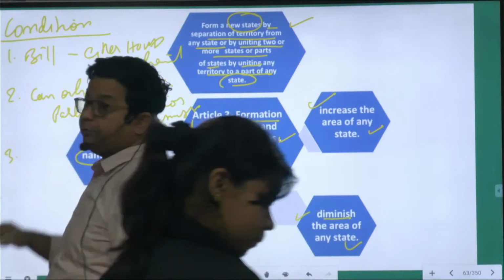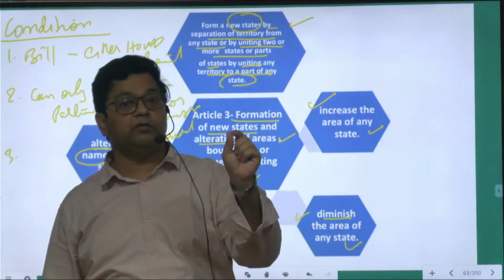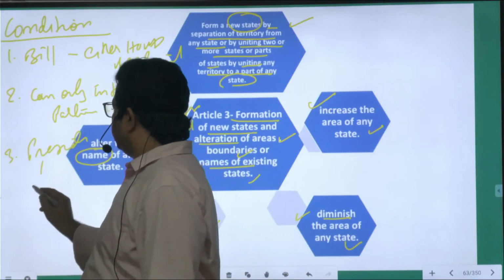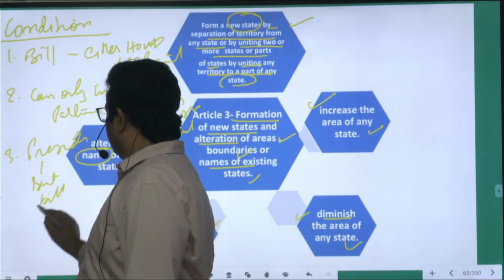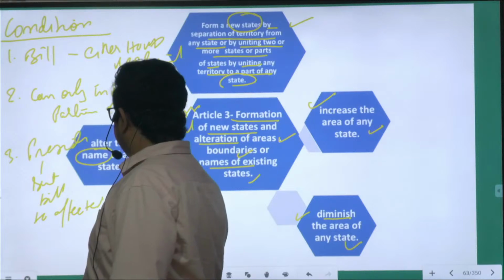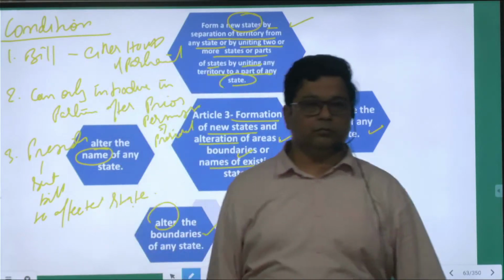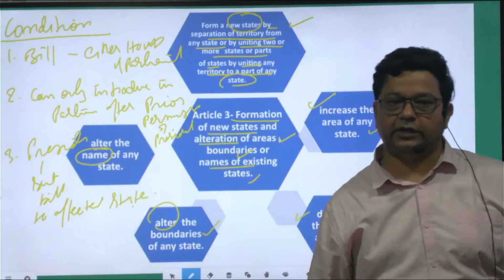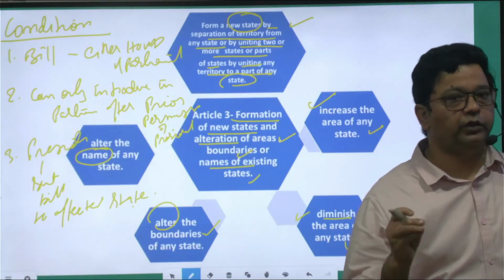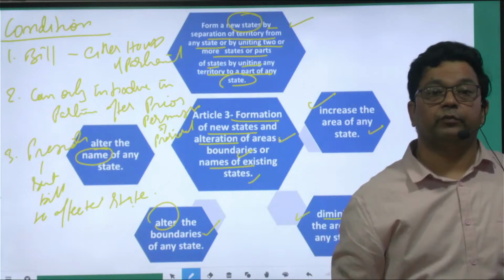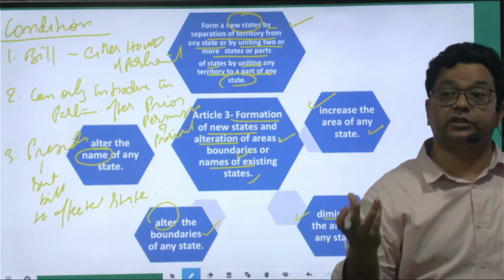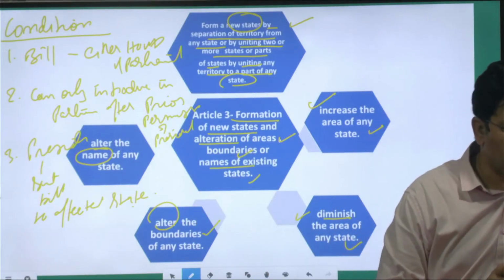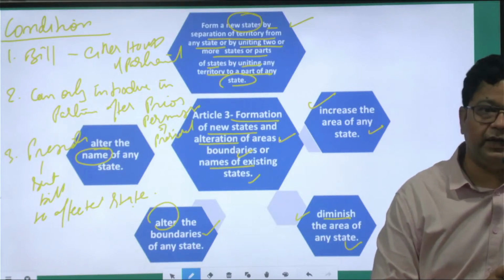Next, before assenting to the bill related to the formation of state, the president sends the bill to the affected state. After the parliament passes that bill, it will be given to the president for his assent. What will the president do before giving his assent? He will send the bill to the state which is going to be affected, for its opinion. Is the opinion given by the state binding on the government?